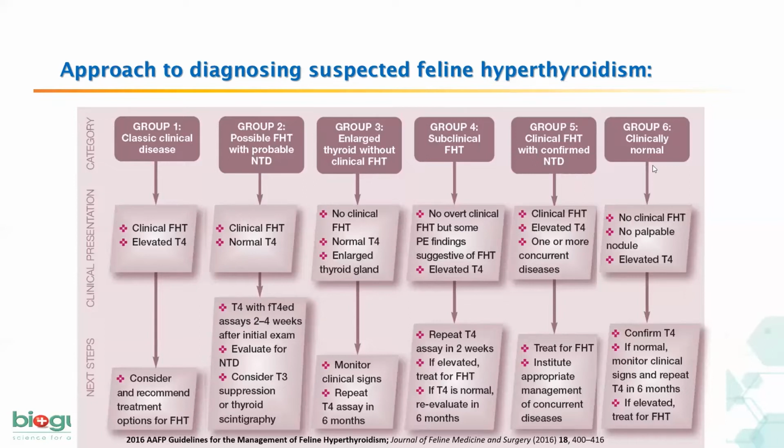In case of group 6, which is clinically normal, you will see that there is no clinical sign of hyperthyroidism and no enlargement of the thyroid gland. However, the T4 levels are still high. So in this case, you need to confirm that the T4 levels are elevated, but because of what reason? It can be a non-thyroidal issue. So you need to further monitor the clinical signs and also repeat the test for T4 in the next 6 months. If the levels of T4 are still high after 6 months, you can start the treatment of hyperthyroidism without any doubt.